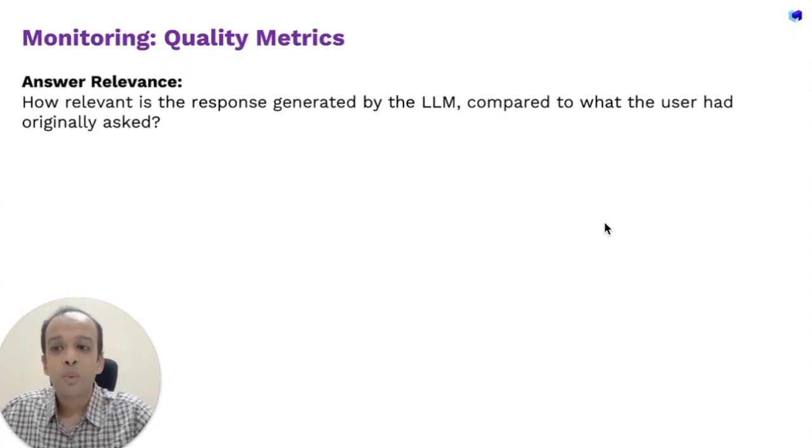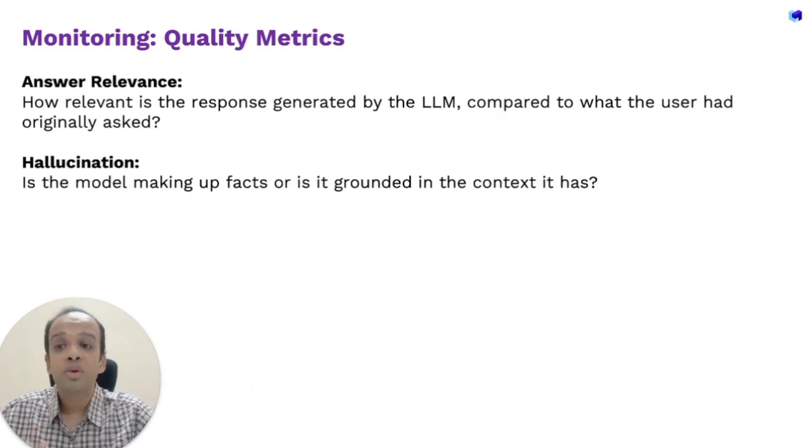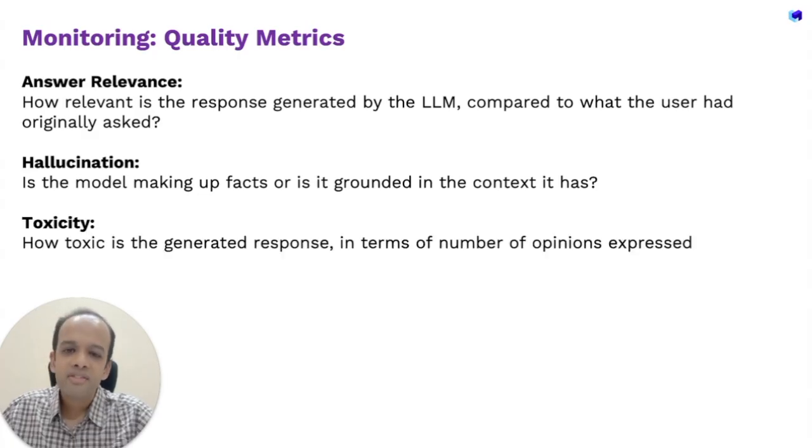Now let's look at some of the quality metrics. The first one is answer relevance. How relevant is the response generated by the Agentic AI system or the LLM compared to what the user had originally asked, right? So is the answer really relevant? You have to track that. Second one is a commonly known one, which is hallucination. Is the model making up facts or is it grounded in the context that it already has, right? Because if it doesn't have the necessary context, that is a very common case for the model to hallucinate. And third one being toxicity. How toxic is the generated response? And we typically measure this in terms of the number of opinions which are expressed in the generated output.